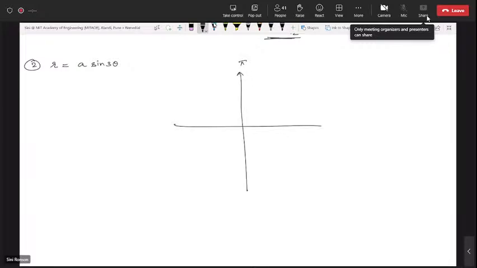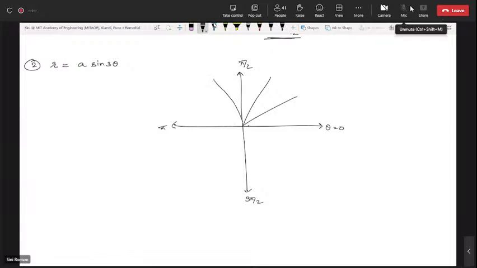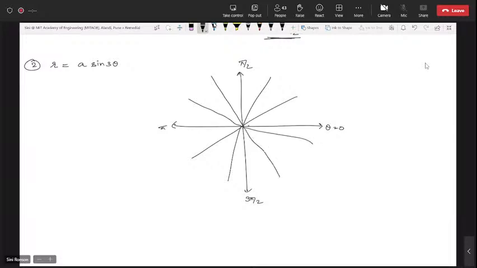So we were having pi by 2, the initial line theta equal to 0, pi, and we had 3 pi by 2. I'm going to divide each quadrant into 3 equal parts like this because our n is 3. One, 2, 3. Then we have here 1, 2, 3. And then we have here 1, 2, 3.